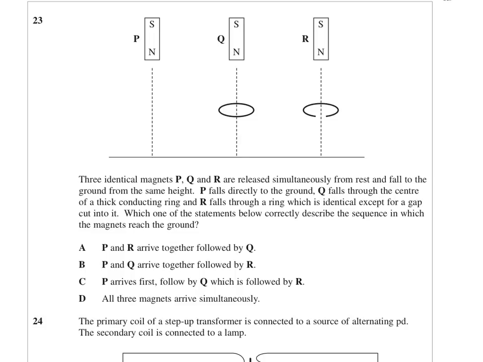So P and R arrive together, followed by Q. Yes, I agree with that. That is correct, because this isn't a complete conductor, so there can't be any force from any induction going on. So P and R should arrive together. Q would experience a force in the opposite direction, so its resultant force would slow it down, so it takes slightly longer. So it's just going to be A.